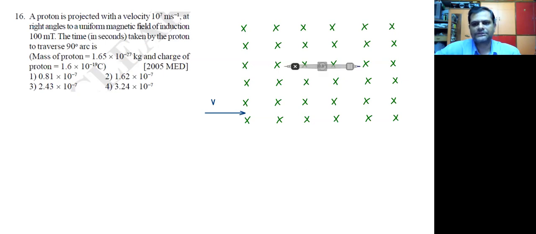Yes, we can just show it here. Suppose the center of this circle will be at this point here, and it will start at this point. यहाँ से वो start करेगा, and it will just perform the circular motion and just complete the 90-degree angle here. Okay, यहाँ पे वो आके 90-degree angle उसका complete हो गया.